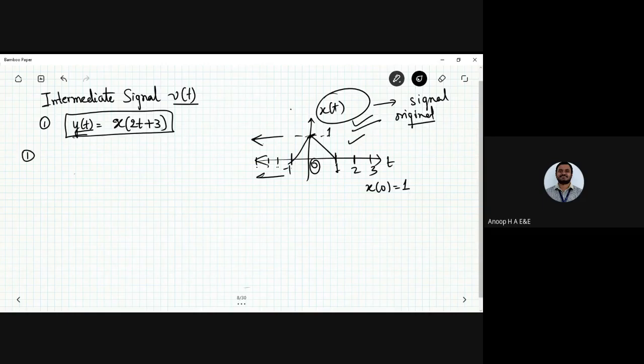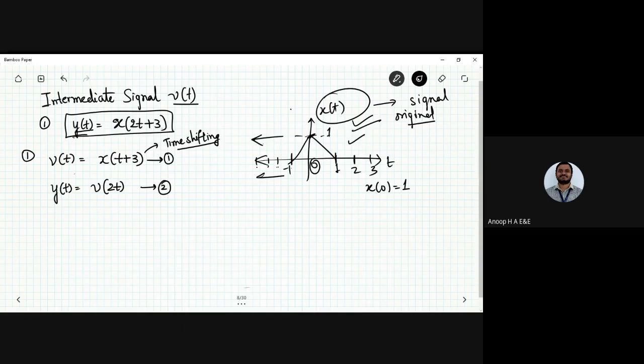First step, I create an intermediate signal v of t. How do I create it? That is x of t plus 3. Next, y of t will be equal to v of 2 into t. So these are the two signals that I need to realize right now. What do I do now? First, I need to go for the time shifting property. The precedence rule says that I need to go for the time shifting property first.